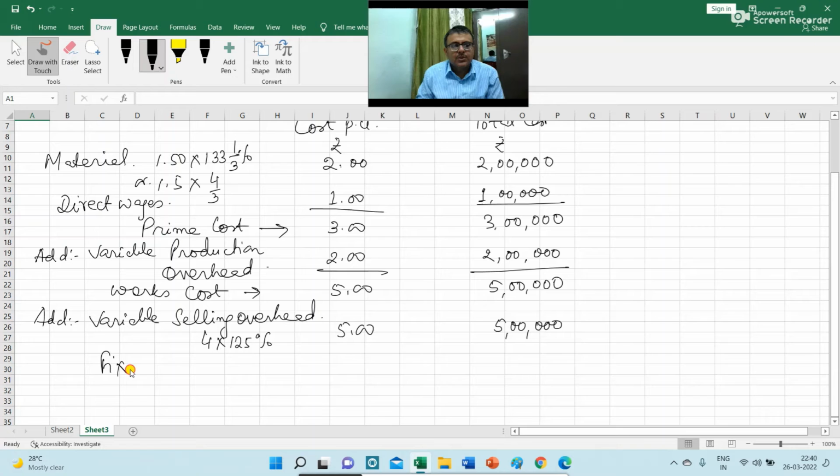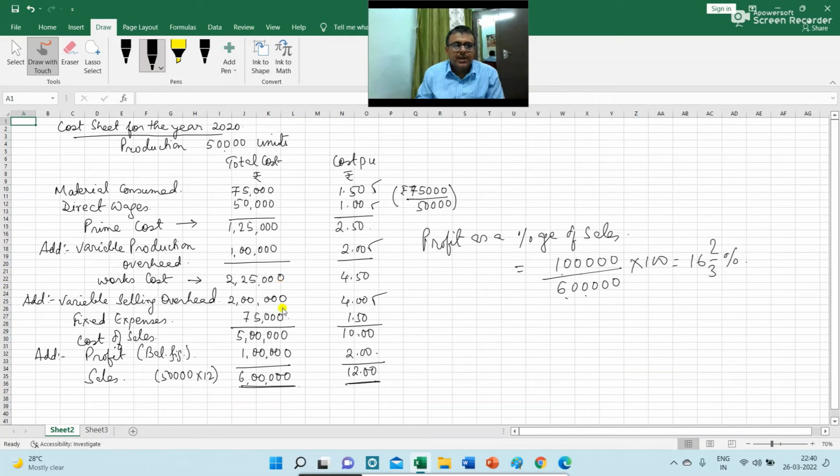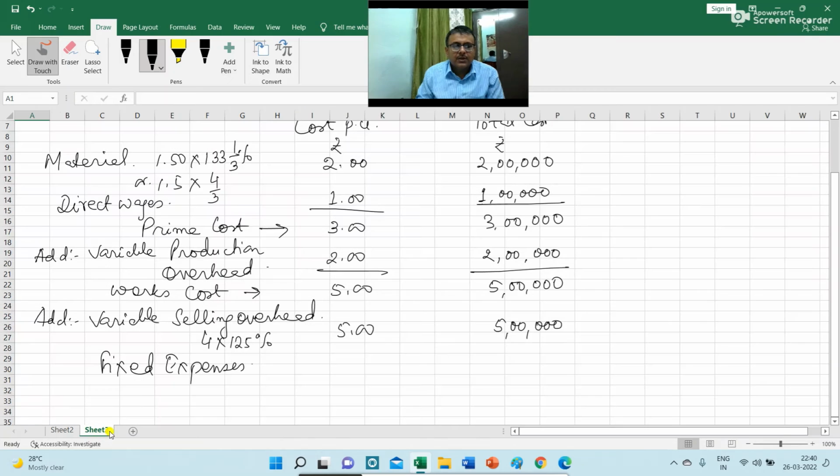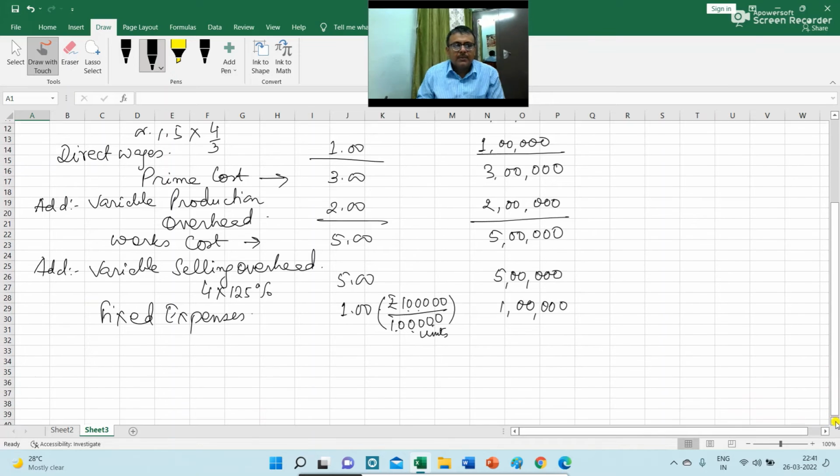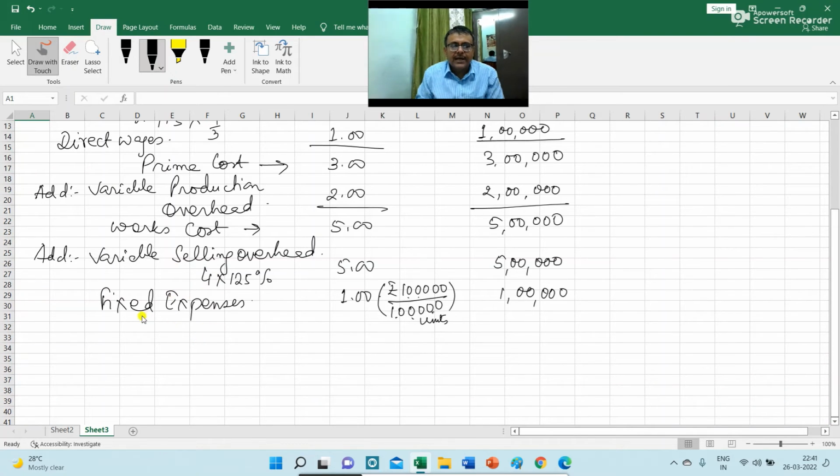It is given in the question that fixed expense will be increased by 25,000. In the year 2020, your fixed expense was 75,000. So in the year 2021, your fixed expense will be 1 lakh. I am writing here rupees 1 lakh and the cost per unit is rupees 1, because you need to divide total fixed expense of 1 lakh by 1 lakh unit. And by adding the variable selling overhead and the fixed expense to the works cost, you will get cost of sales.